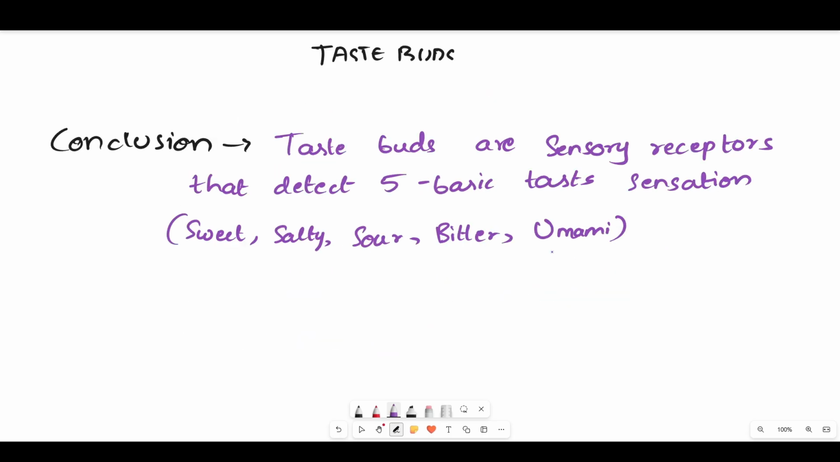Coming to the conclusion, taste buds are the sensory receptors that detect five basic taste sensations: sweet, salty, sour, bitter, and umami. So that's it about the taste buds and the different types of them.